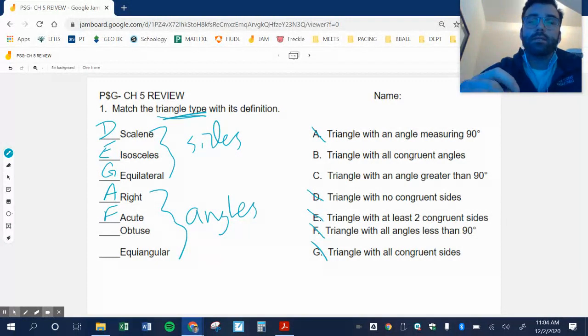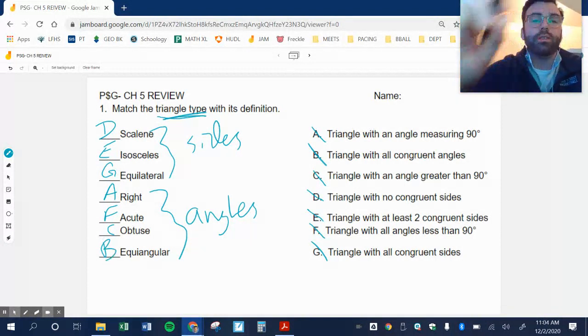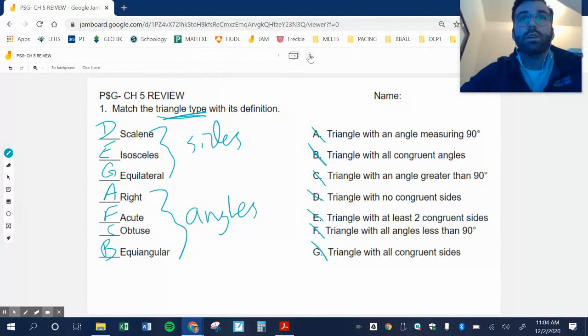Obtuse: remember, an obtuse angle is an angle between 90 and 180. So an obtuse triangle is a triangle with an angle that is greater than 90, which is C. And last but not least, all congruent angles is B, for equiangular. Equal angles.